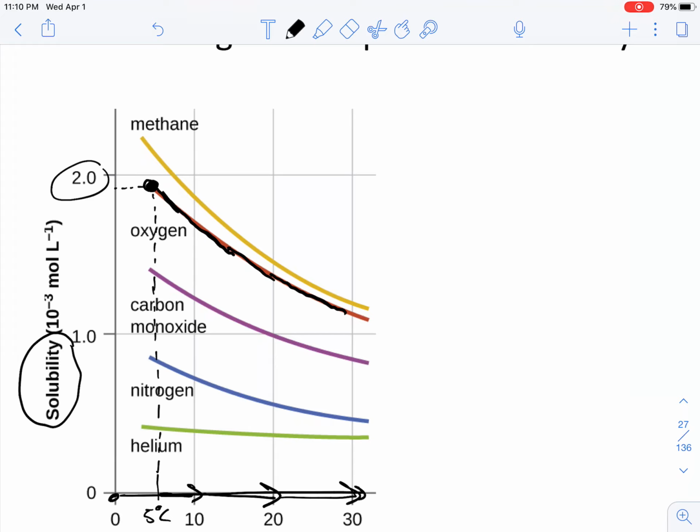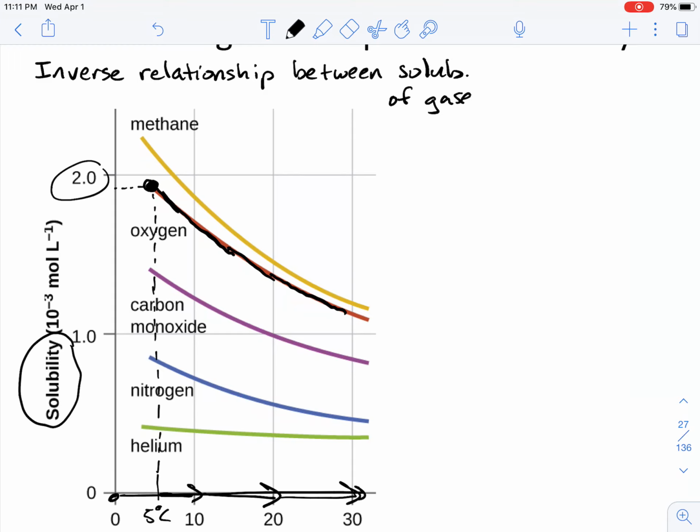So let me just write that down. There's going to be an inverse relationship between solubility of gases and temperature.